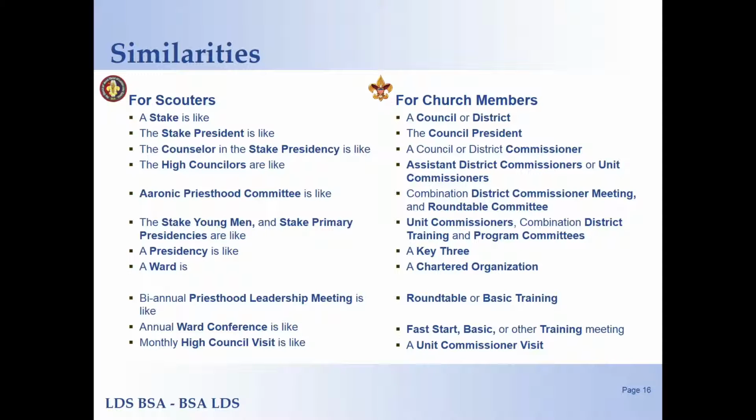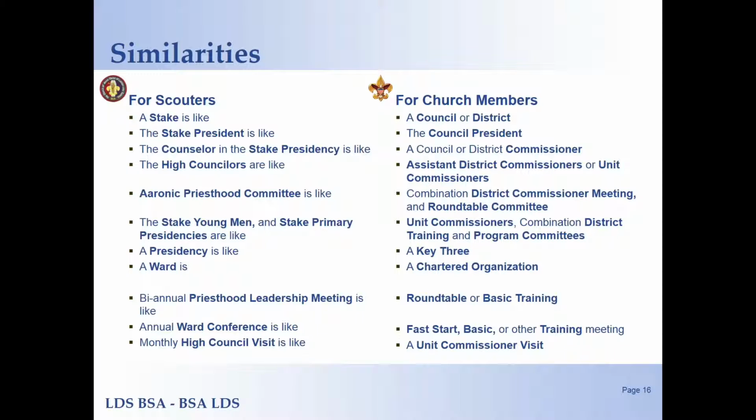So when it comes to the council and district and the stake organization of the church, there are a number of similarities. A stake is like a council or a district. There's a stake president, and he is like the council president. The counselors in the stake presidency are like the council or district commissioners or the professionals in the scouting organization. High counselors could be thought of as assistant district commissioners or unit commissioners, because high counselors are assigned to each unit in the stake to oversee and help nurture them.